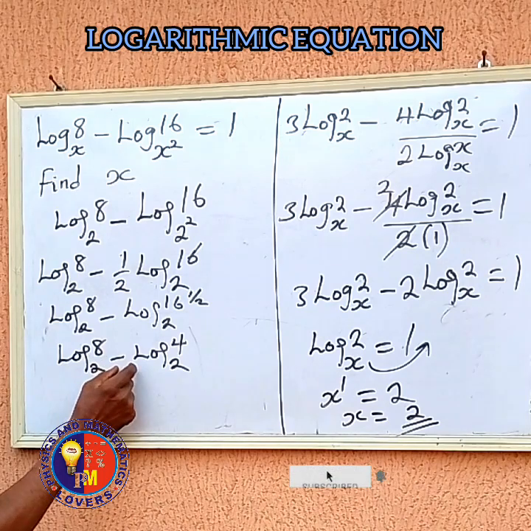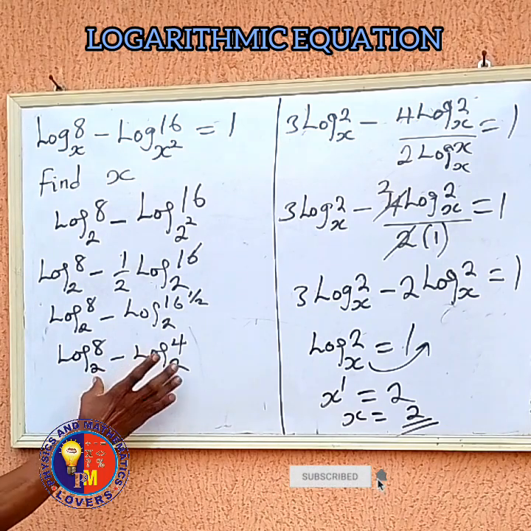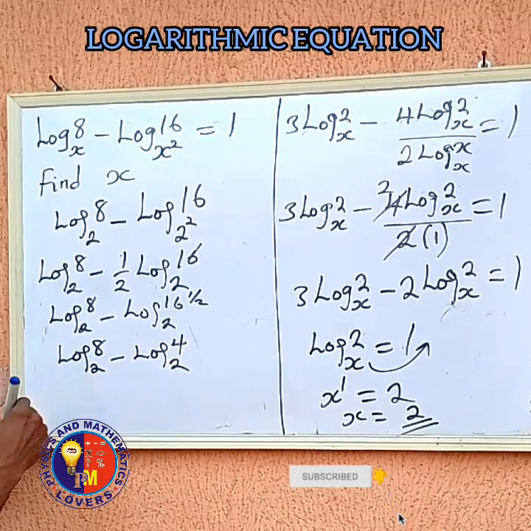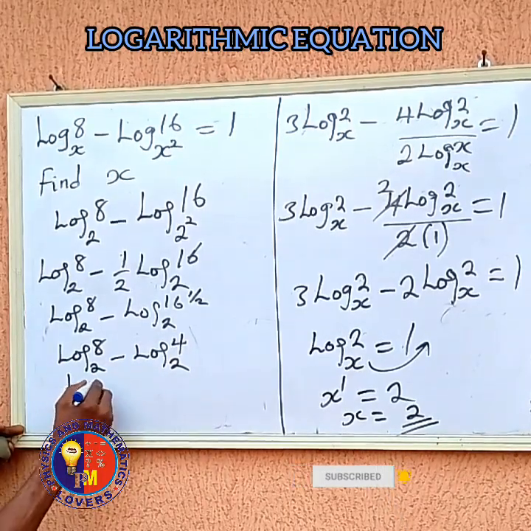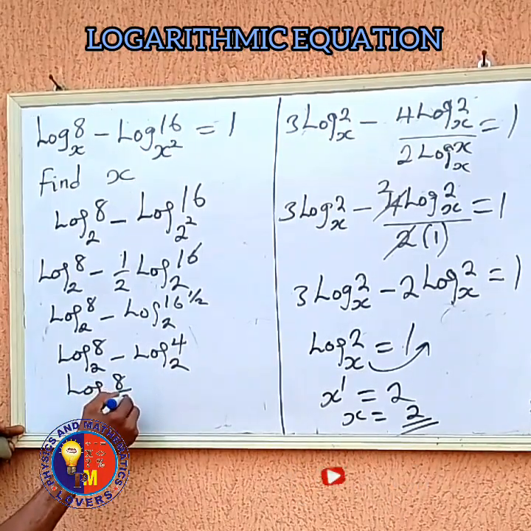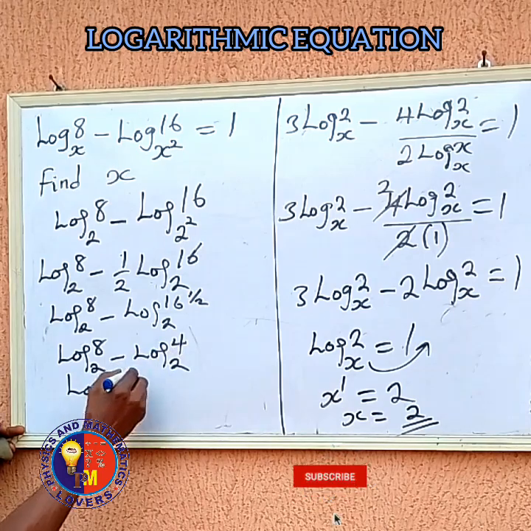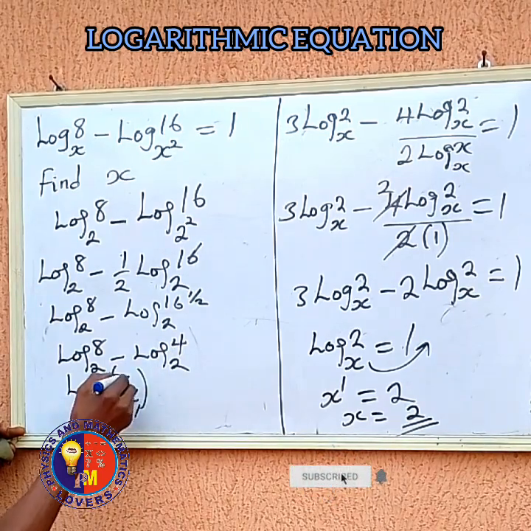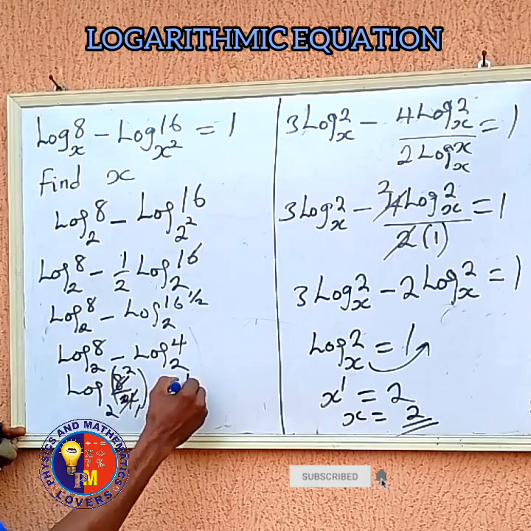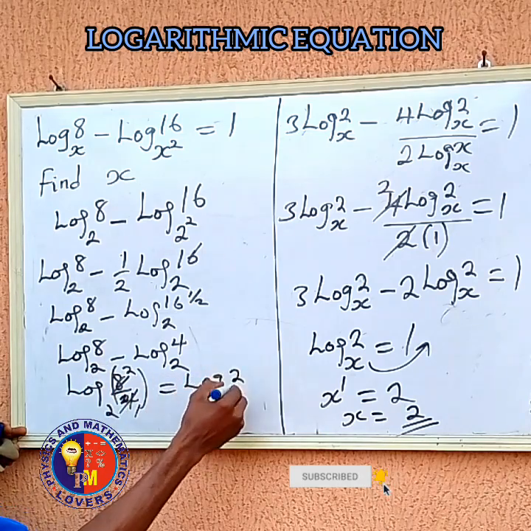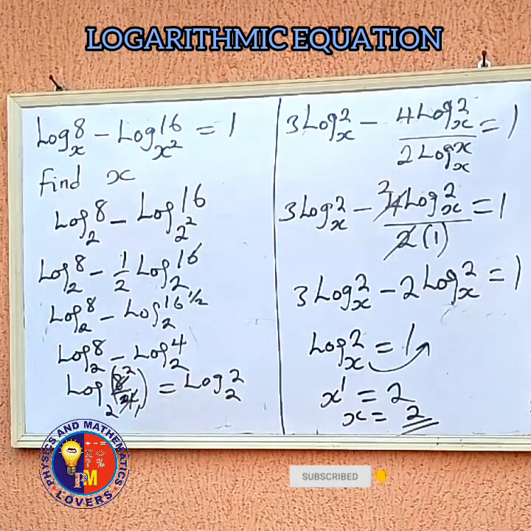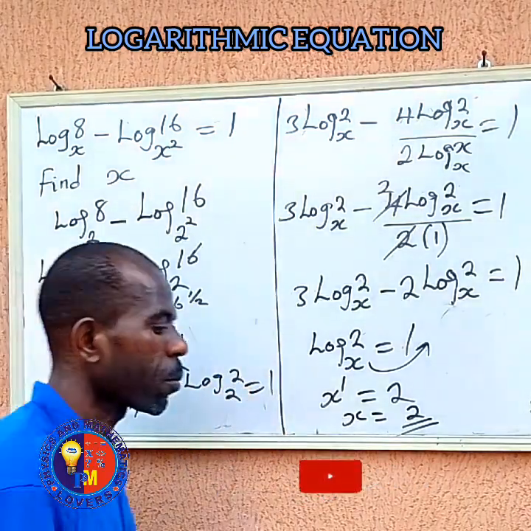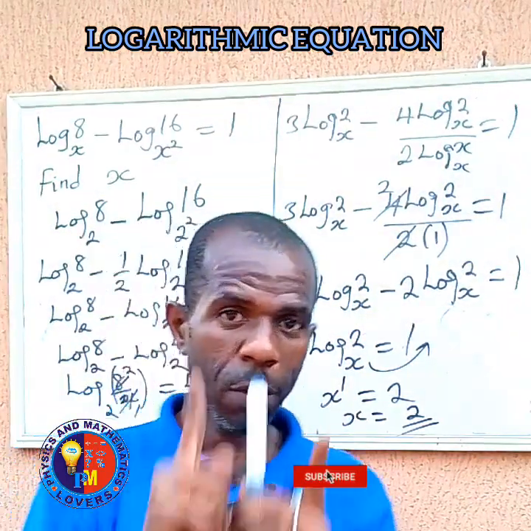Since this one is negative here, it means we are going to divide this one by this. Then take the common base, which is what? Log 8 over 4 to base 2. So 4 cancel here, 4 cancel here, that's 2. So at the end of the day, we're going to have log 2 to base 2. So log of any number to that same base is equal to what? 1. So it means our solution is valid.